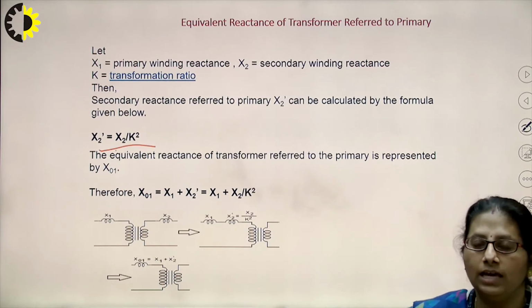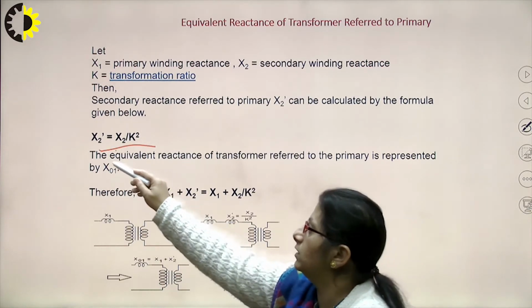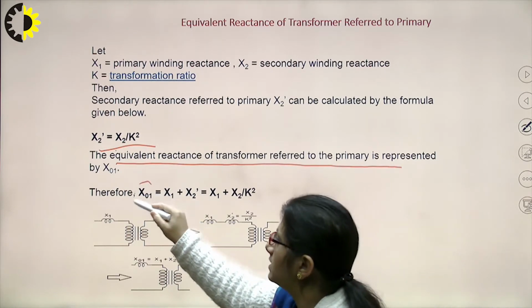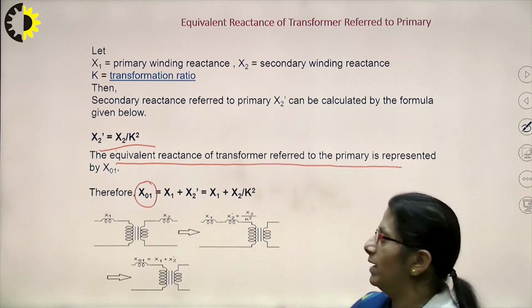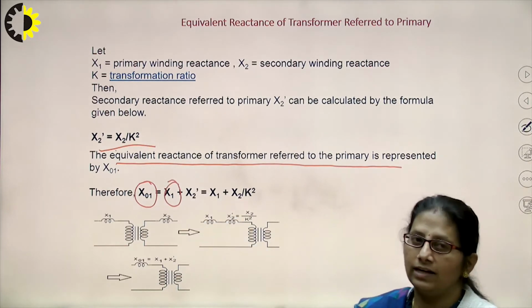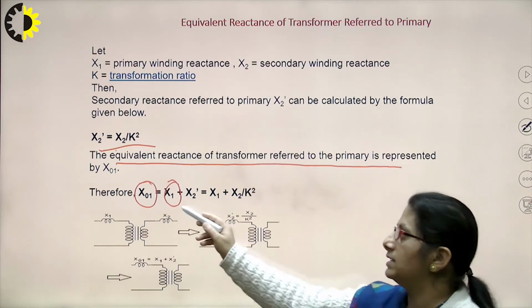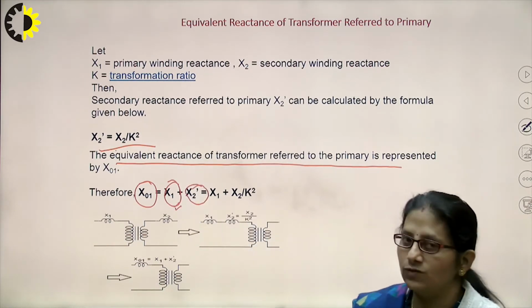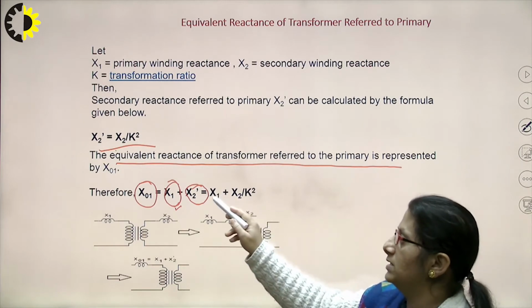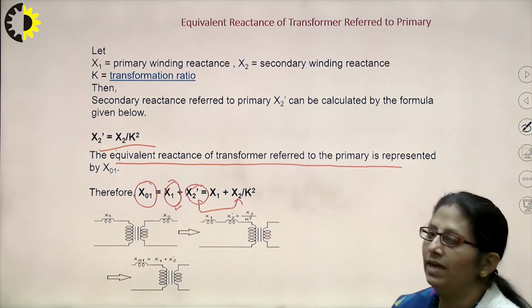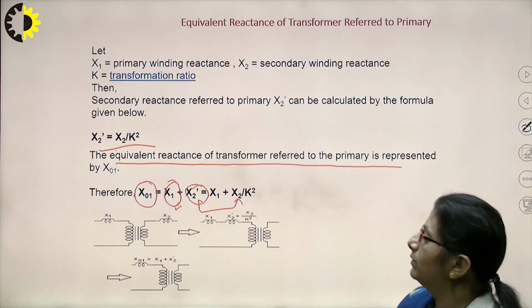So the equivalent reactance of the transformer referred towards the primary, which we call X01, will be given by X1, as it is, we are not changing that. We are referring the complete reactance towards primary. Primary reactance is as it is, the secondary reactance needs to be transformed to X2 dash. So, it is X1 plus X2 dash, where the value of X2 dash is X2 by K square, right.